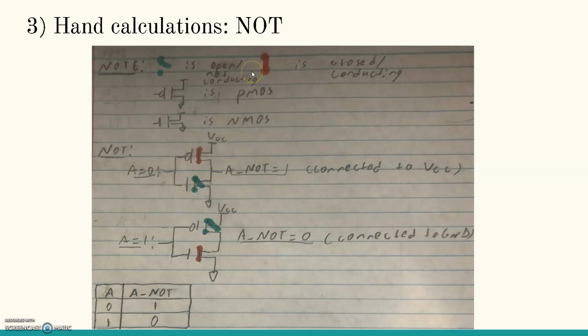And so, basically, it's easy to see the MOSFETs operating by thinking of them as open and closed. So when A is 0, NMOS is closed.